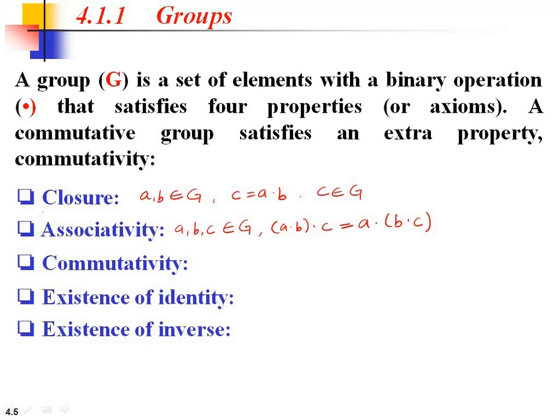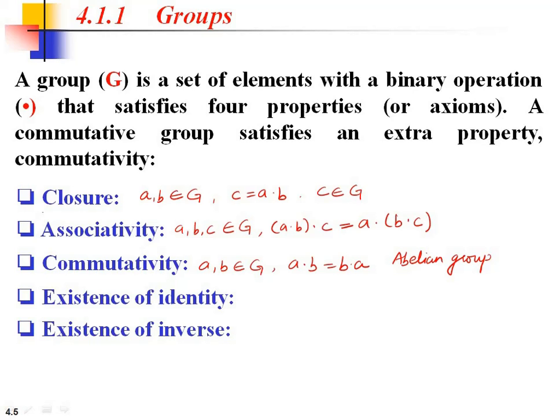Third is the commutative property. Again, let us assume that there are two elements, say A and B, that belong to G. Then the commutative property states that A dot B should be equal to B dot A. If this property is satisfied, we say that the group is commutative, and a commutative group is also known as an abelian group.